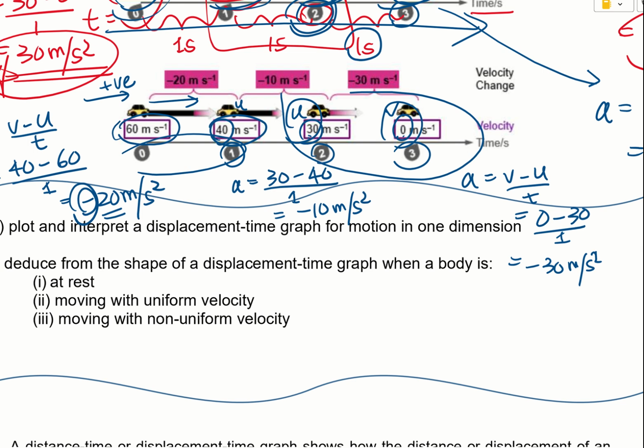Look back, it dropped from 60 to 40, a drop of 20. Then it dropped from 40 to 30, a drop of 10. And in the last second, it actually dropped from 30 to 0. So that is the largest drop. Therefore, it will have the largest decrease in velocity, and therefore the largest deceleration. And because the value is not the same, 20, 10 and 30, it is not a uniform deceleration.